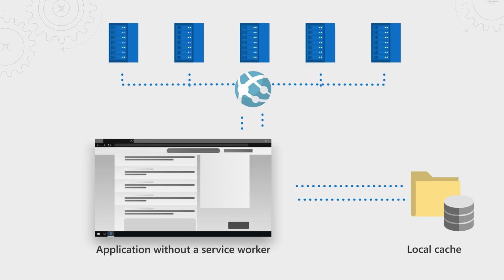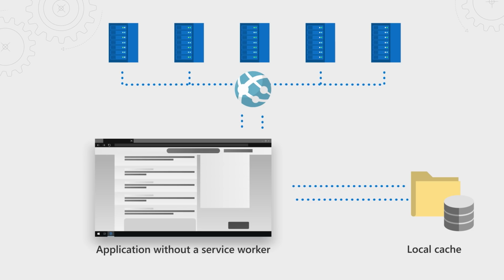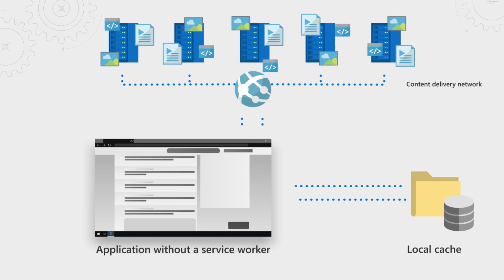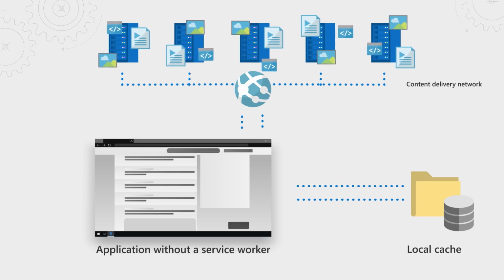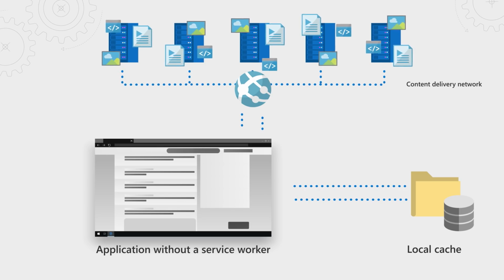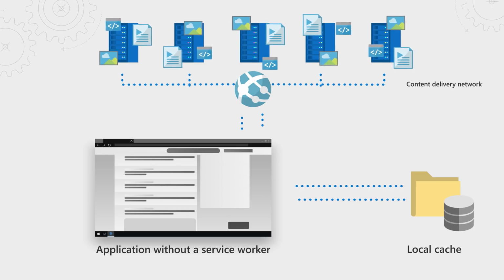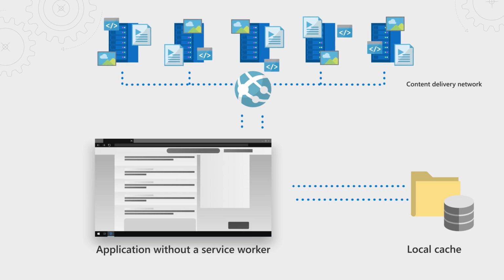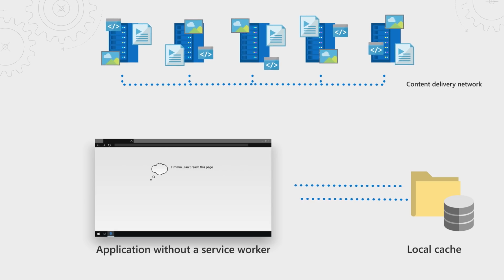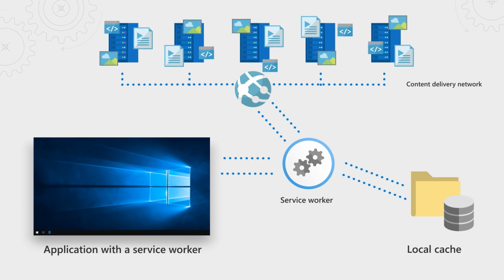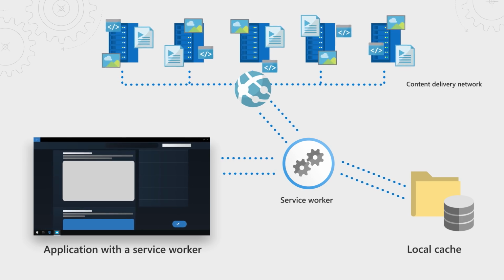So because connections were limited, we tended to distribute our assets across a bunch of servers in a CDN, right? To make sure stuff arrived more quickly. But we were still dependent on that critical thing, the network, right? If we had no network, then all of a sudden our app was dead in the water. But with a service worker, you actually control all of the network requests and the cache completely.